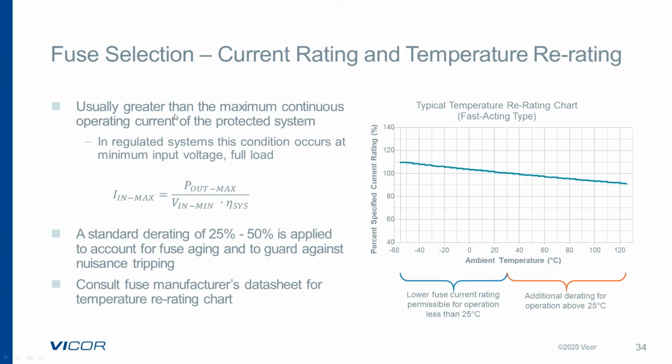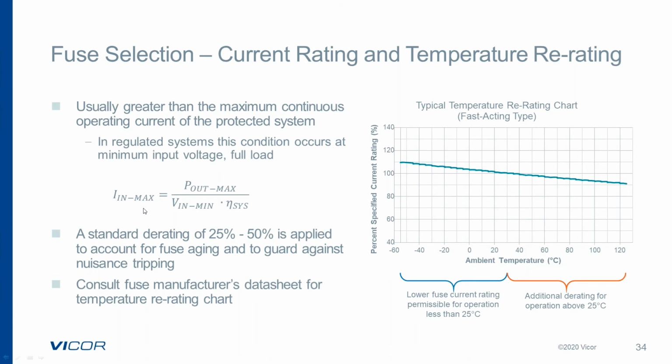And so one of the other considerations, where you have the ability to select your own fuse, is the current rating and temperature rating of the fuse. So we select the fuse current rating greater than the maximum operating current at the input of the DC to DC converter. We want to make sure that the maximum current of the fuse isn't within the normal operating range of the DC to DC converter.